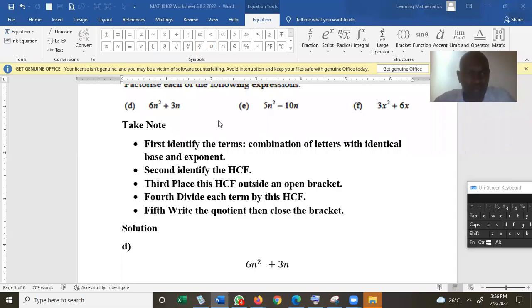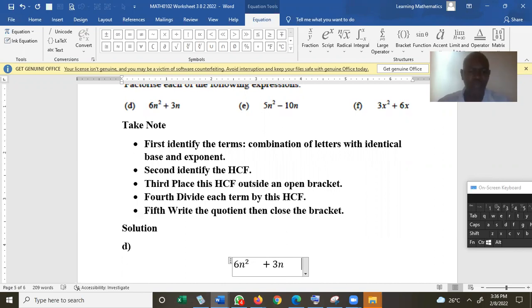Yes, so we're going to factorize 6n squared and 3n. Factorize it. Okay, we're going to factorize that. We have to look at the highest common factor between 6n squared and 3n.